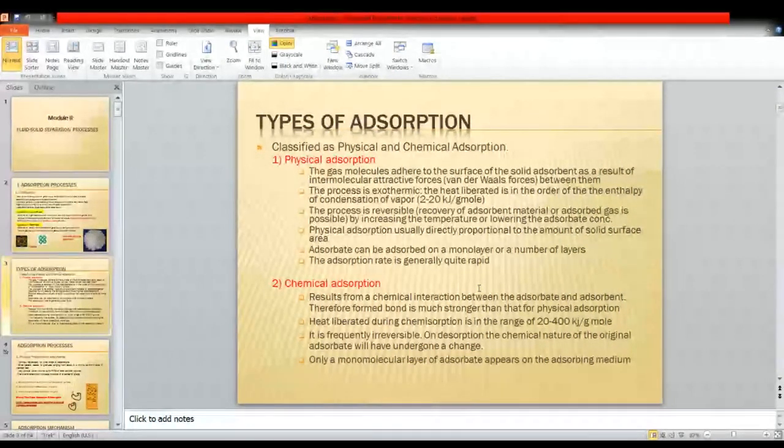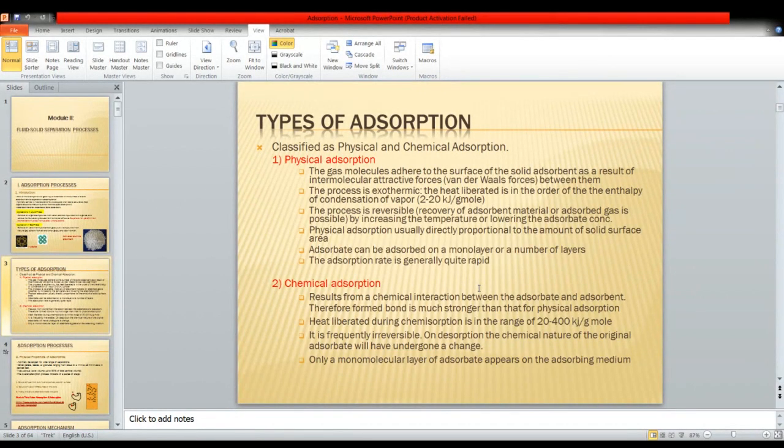You can easily recover adsorbed material from the surface by increasing temperature or lowering concentration or lowering pressure. Then the third thing is that adsorbate can be adsorbed in a monolayer or multi-layer. And physical adsorption is directly proportional to surface area. Then the adsorption rate is generally quite rapid, very fast. Adsorption takes place very fast. This is physical adsorption.